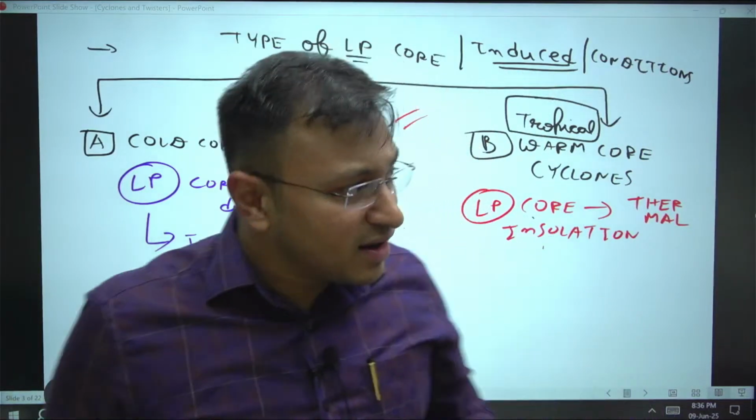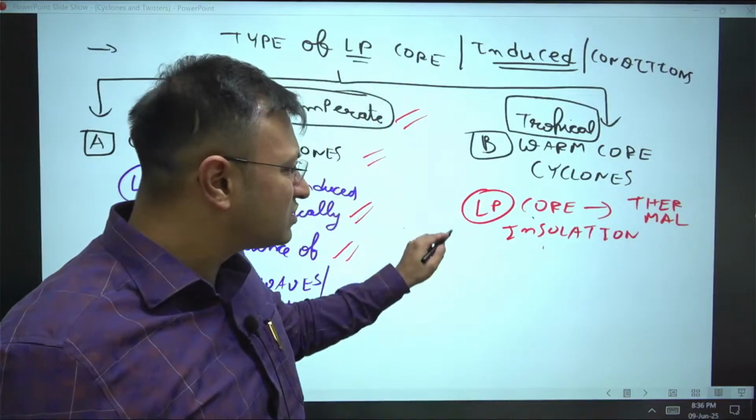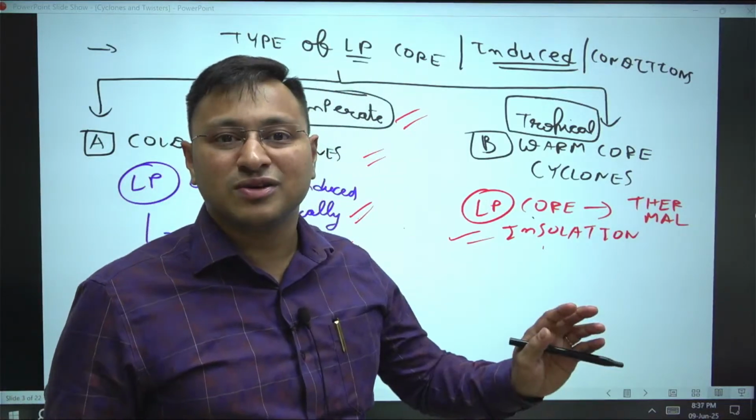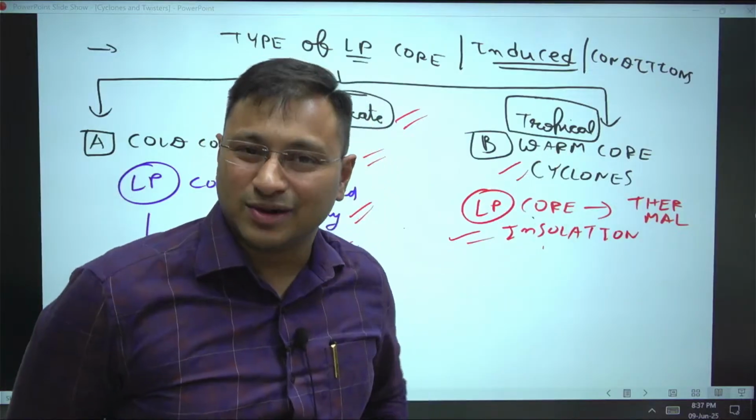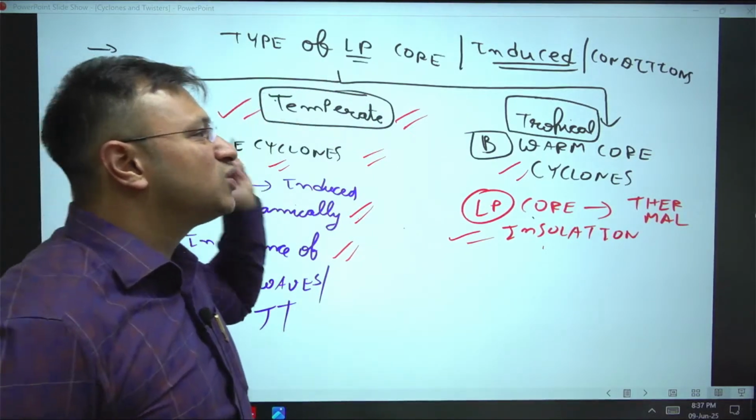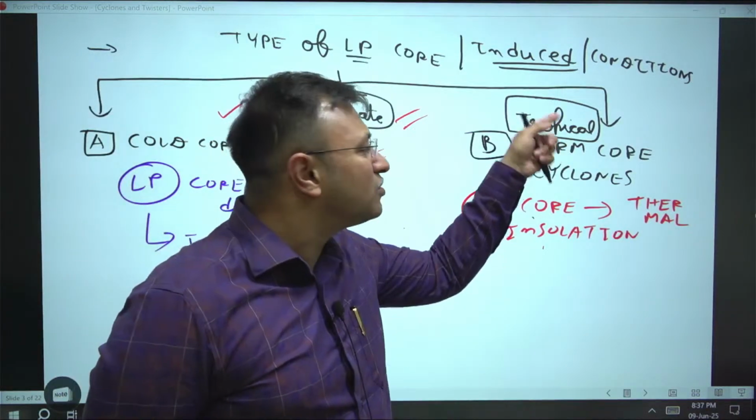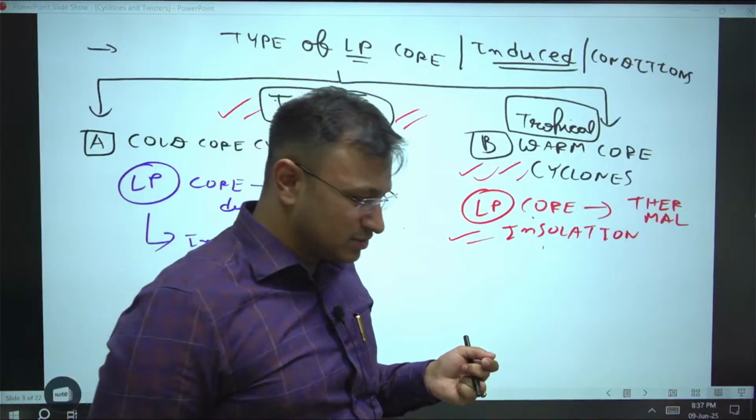Or if the low pressure core is directly thermally induced, in the sense that it is induced because of the sun's insolation, then we call them warm core cyclones. So the temperate cyclones are also referred to as cold core cyclones, and the tropical cyclones are also referred to as warm core cyclones.